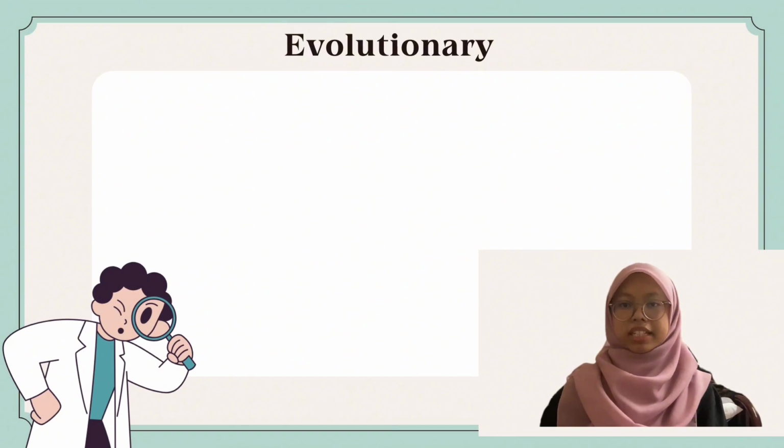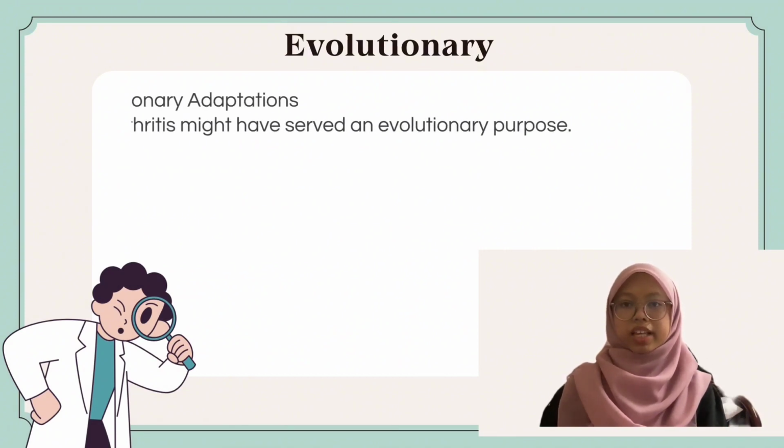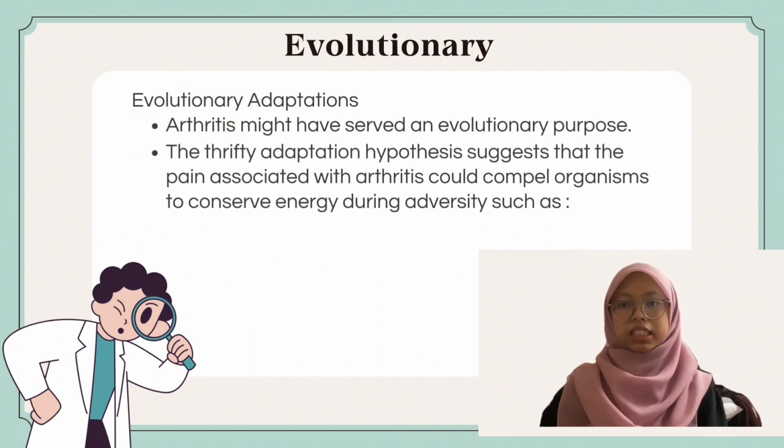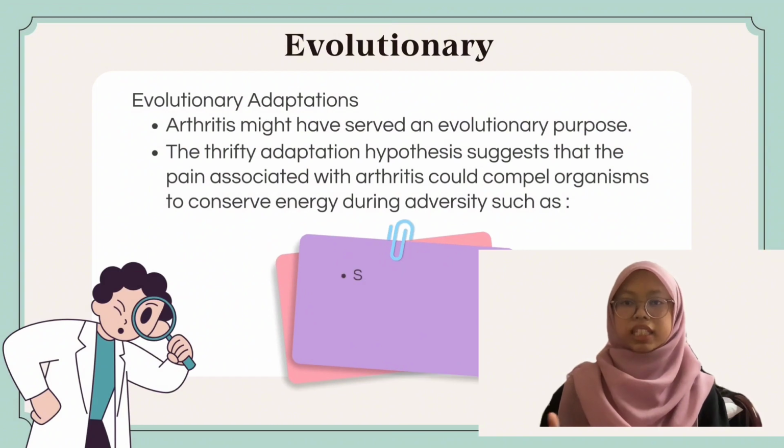Despite its seemingly debilitating nature, arthritis might have served an evolutionary purpose. The thrifty adaptation hypothesis suggests that the pain associated with arthritis could compel organisms to conserve energy during adversity such as starvation, stress, pregnancy, lactation, and old age.